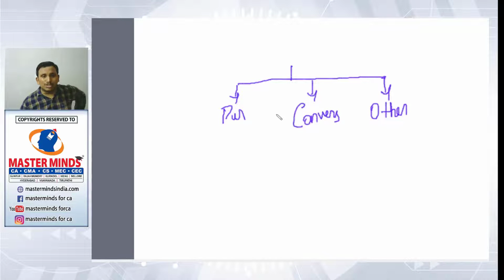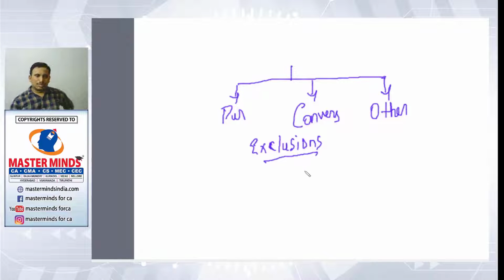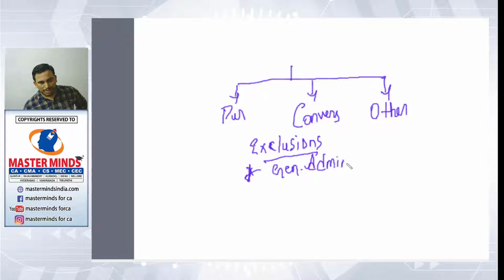Now there are some exclusions also in the standard itself. Clearly they have given some exclusions, that means they are generally not considered as cost. What are such exclusions? Whatever we have seen initially, that is nothing but general administration expenses. That is straight away not considered. Then what else is not considered?